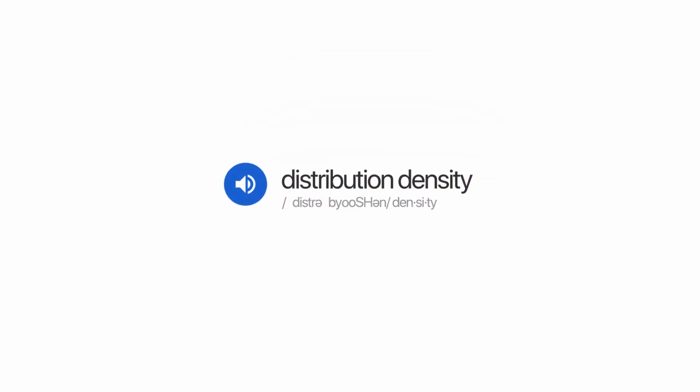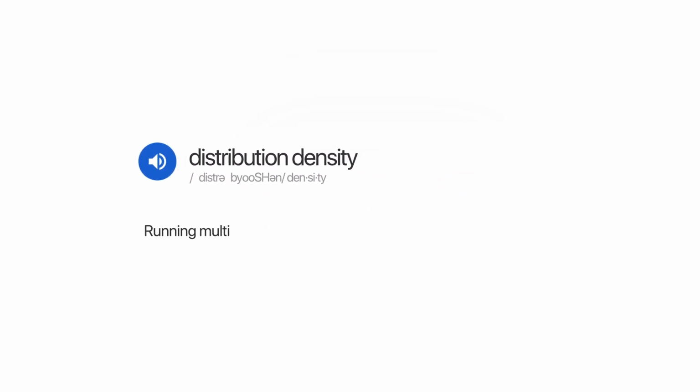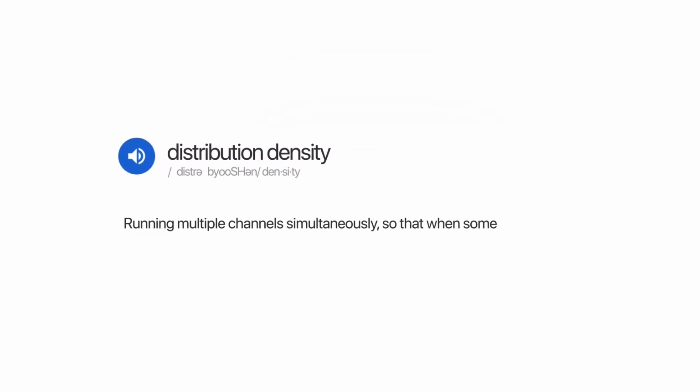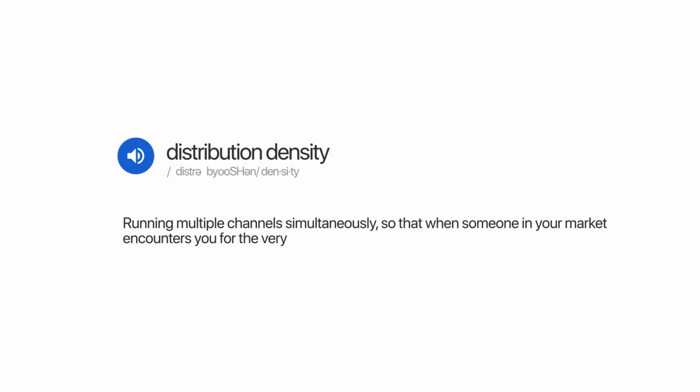And what ties all of this together is the concept of what I would call distribution density. Distribution density means running multiple channels simultaneously so that when someone in your market encounters you for the very first time, they feel like they've heard of you before or seen your product in action. If you do this right, this creates an unspoken implicit layer of trust where folks end up gravitating towards the tools and vendors that they've heard of before when evaluating a brand new space.